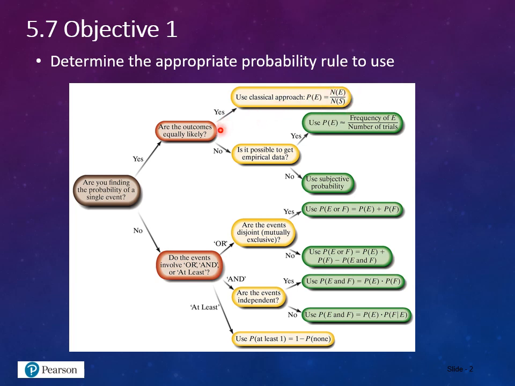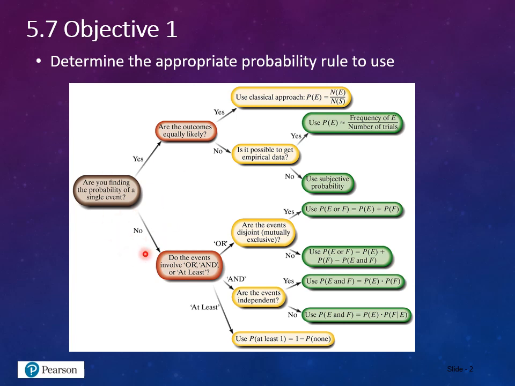If the outcomes are not equally likely, the question you ask is, is it possible to get empirical data? If you do have empirical data, this is just the frequency of E in your observation over the number of trials. Notice that here we're talking about approximation, not an actual equal of the probability. If it's not possible to get empirical data, then you need to use subjective probability, where you're making more of an estimate.